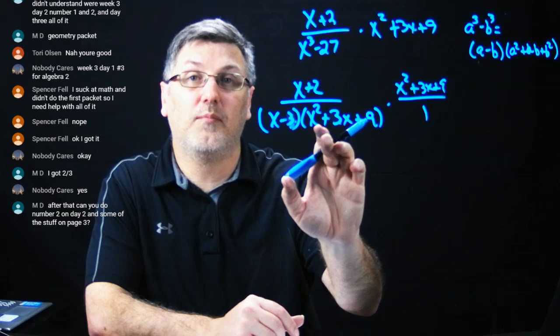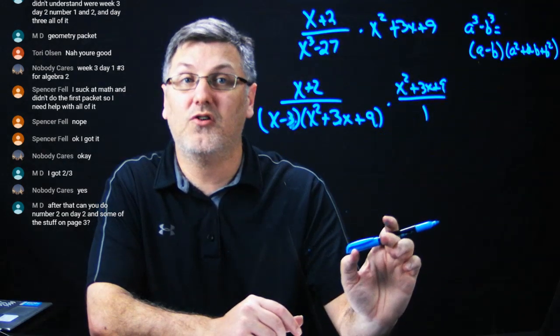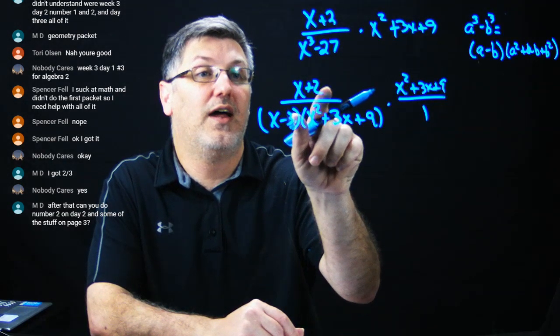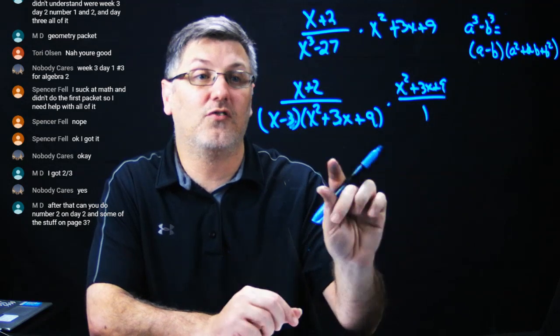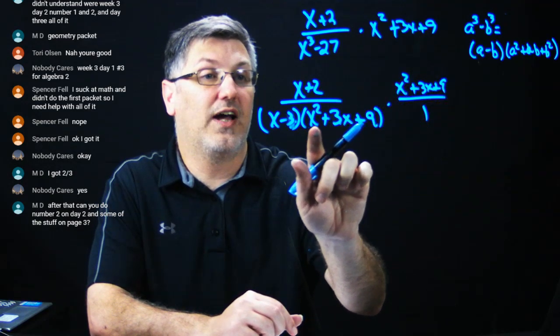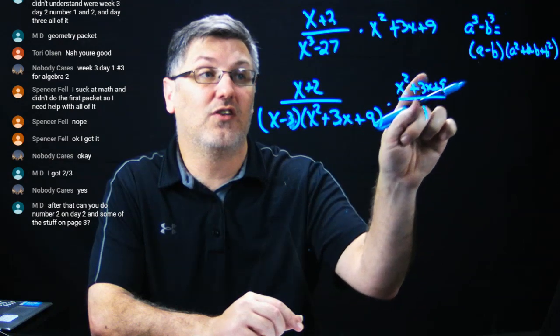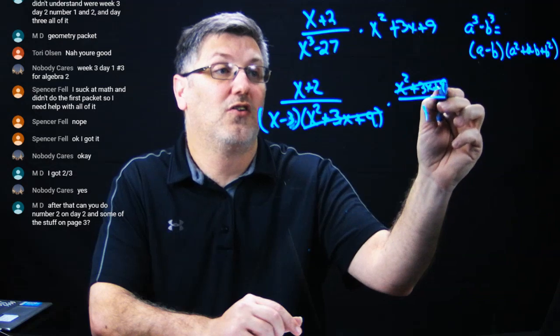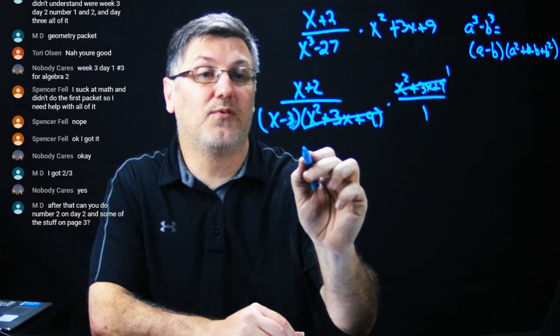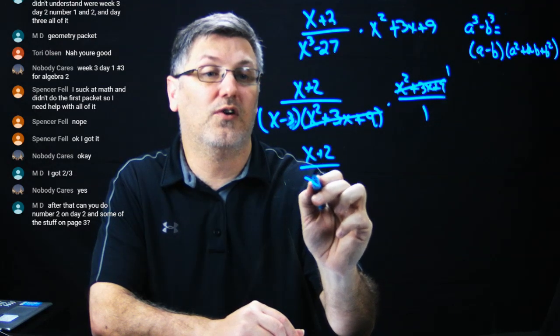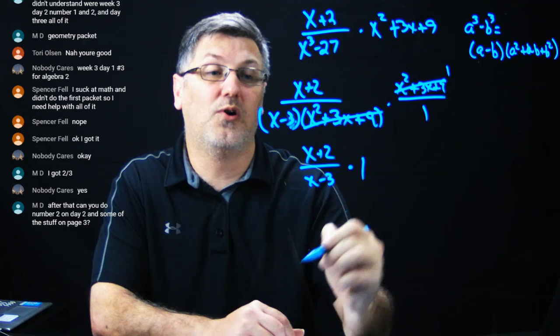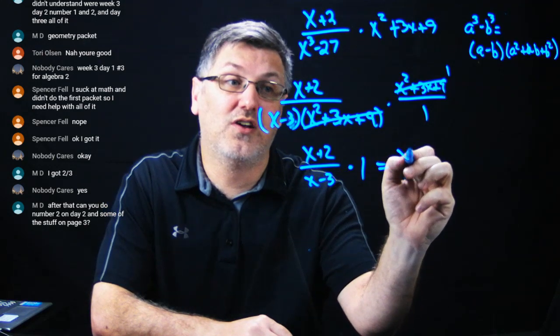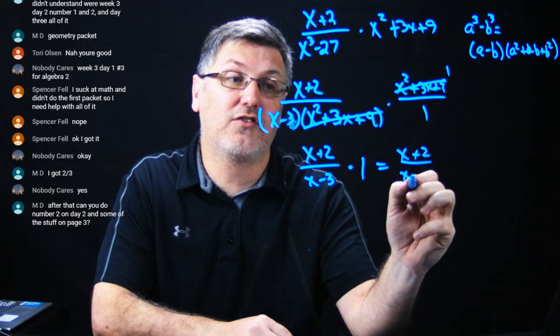Go top to bottom. Does anything match? No. Top to bottom, anything match? No. But we can also look at the diagonals. X plus 2 and 1, nothing matches. But if you look on this diagonal, this x squared plus 3x plus 9 matches. It's on the top and on this bottom diagonal. They simplify out. And when I simplify this, I get x plus 2 over x minus 3 times 1, which is just x plus 2 over x minus 3.